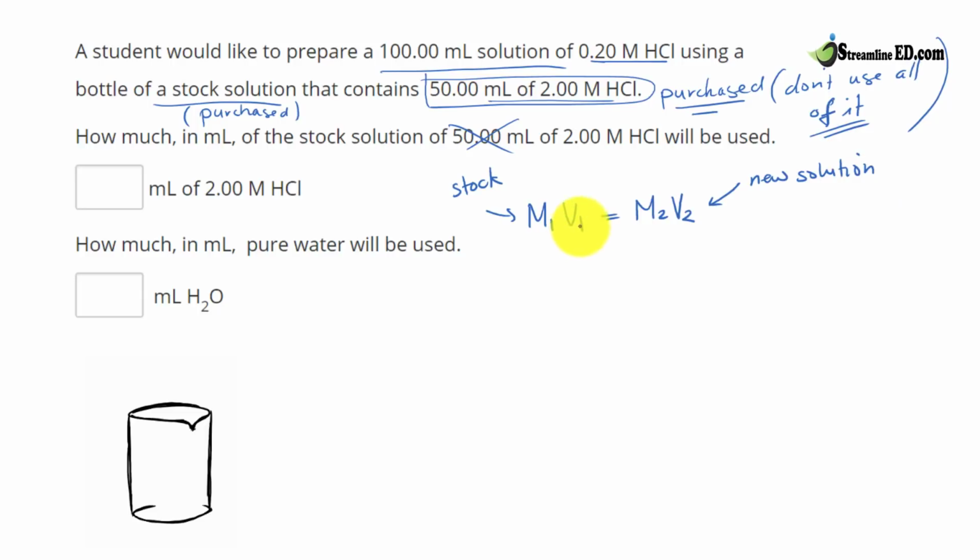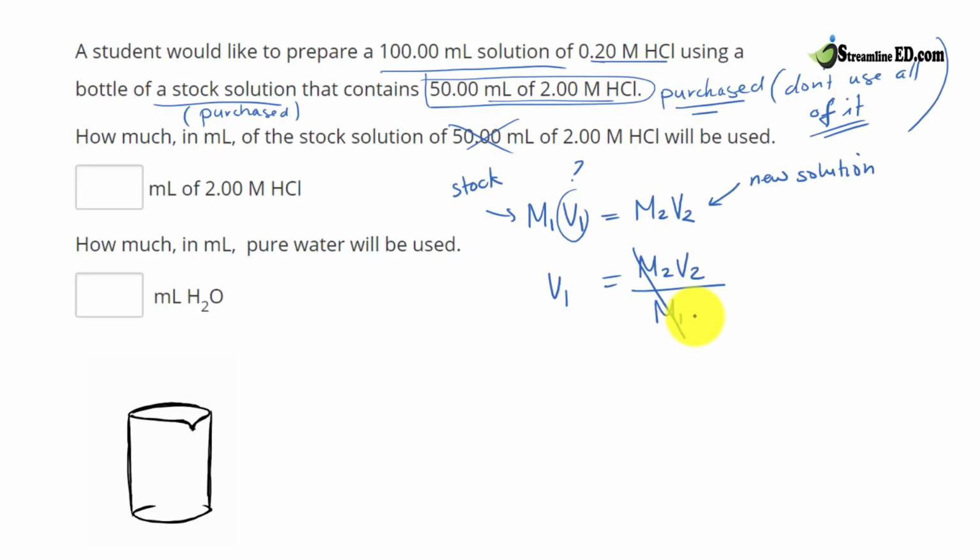So we need to figure out how much we are going to use from our stock solution. If that's the case, that's pretty easy. We can move this over here, divide both sides by M1. Now we have M2 times V2 divided by M1. So the math is extremely easy. And here's the key thing: look at this, molarity is being canceled out. That is extremely important because molarity is being canceled out.